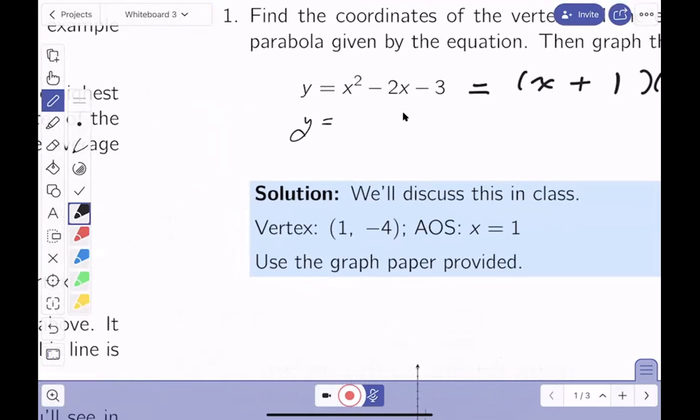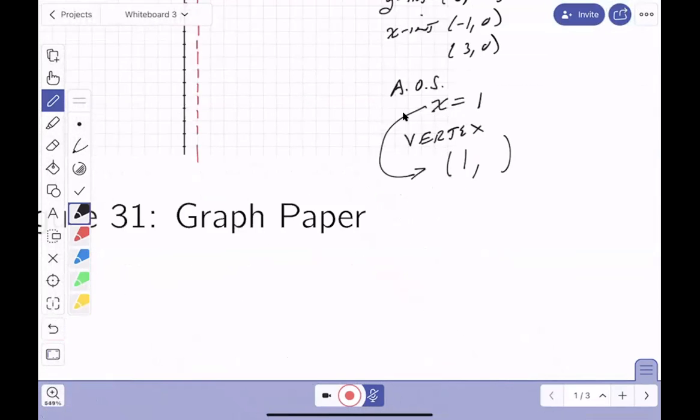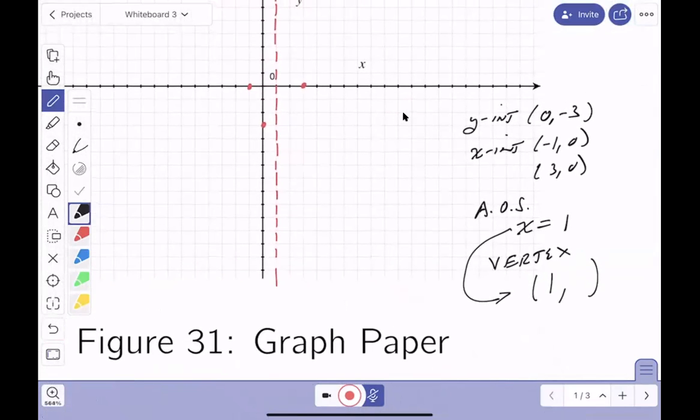y equals 1 squared minus 2 times 1 minus 3. 1 minus 2 minus 3 is going to be minus 4. So now I have it. Go back over here, and I'll put that down for you now. So minus 4. I'm going to plot that point for you right here.